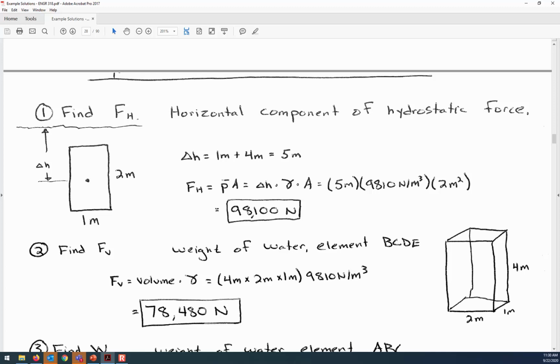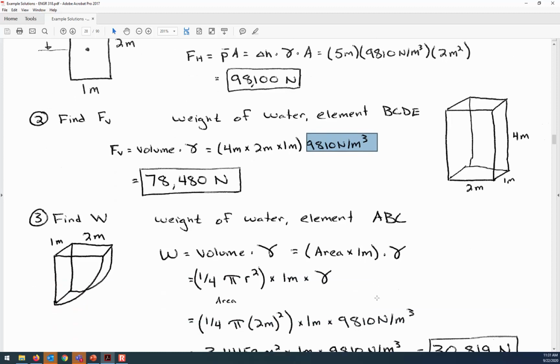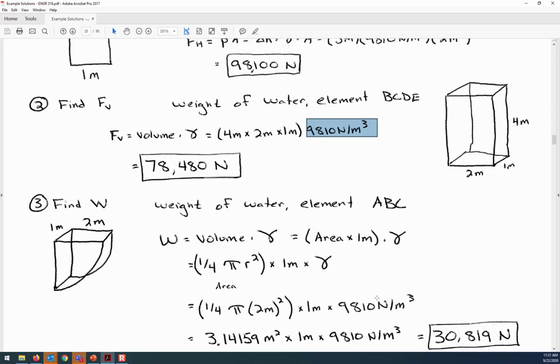Now the vertical force due to this cube of water, it has a volume of 2 by 1 by 4. So it's volume times gamma in order to determine that the weight of that amount of water is 78,480 newtons. So that's a force that's acting down on the gate simply because of how much water is above it. And likewise, there's a cumulative effect where the weight of the water that comes from that wedge shape is also bearing downward on the gate.